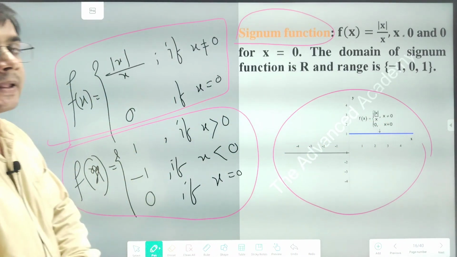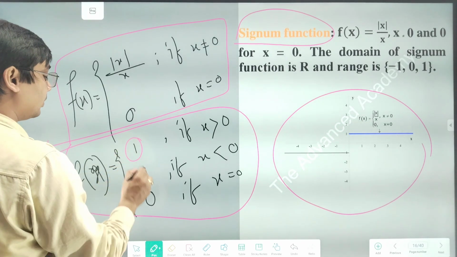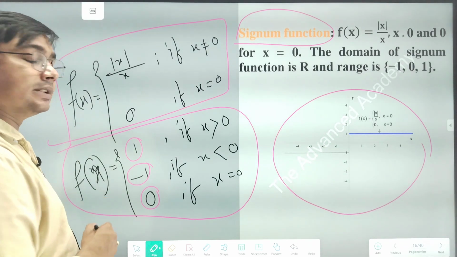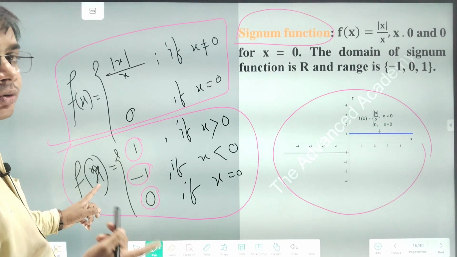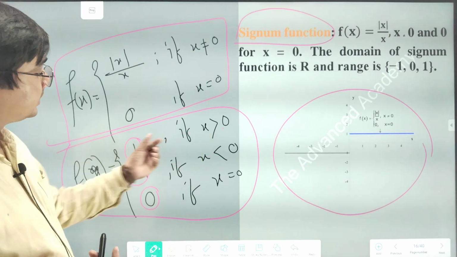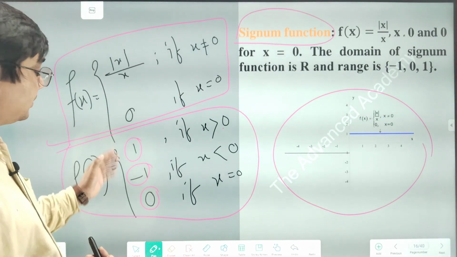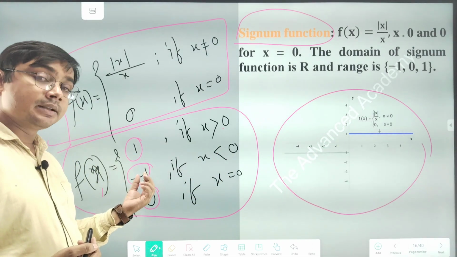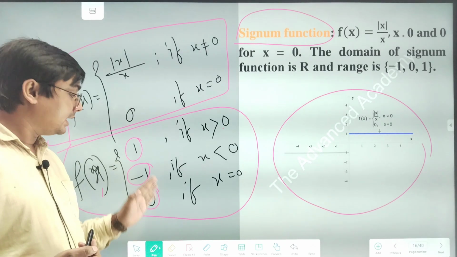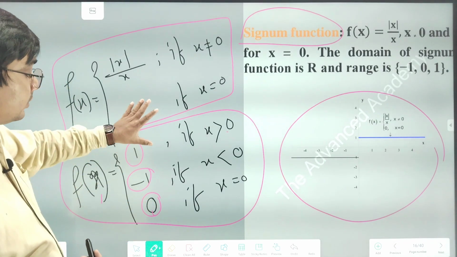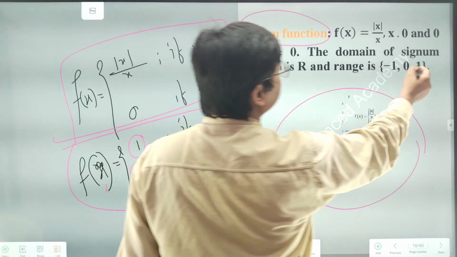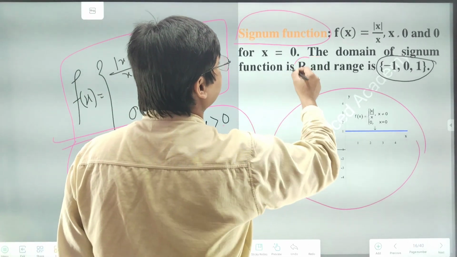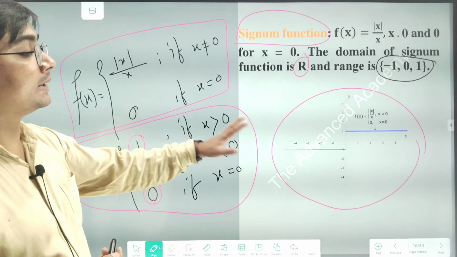The range of this function will contain either 1, -1 or 0; these three values will be the images. If you put any value of x greater than 0, the function always gives 1, so 1 is the image. If you put any value of x less than 0, the function gives -1, which is another image, and if you put 0, you get 0. That means these three are the only images, so the range of this function will be this set only. And the domain will be the set of real numbers.